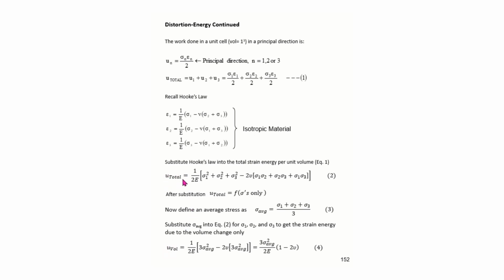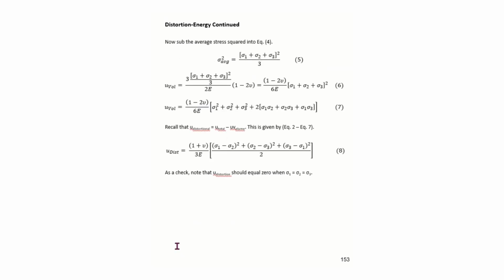So we now have the total strain energy, and we have the strain energy due to a volume change. And from this, we can now compute the distortional energy. So now substitute the average stress squared into equation 4. Here's my average stress squared. I'm going to substitute that into equation 4, and I get the U volume change. And expanding this out, I get this expression here that is now in terms of sigma 1, 2, and 3 based on my definition of the average. So my U volume can be written as this expression now.